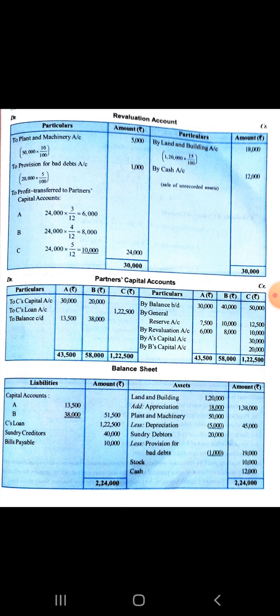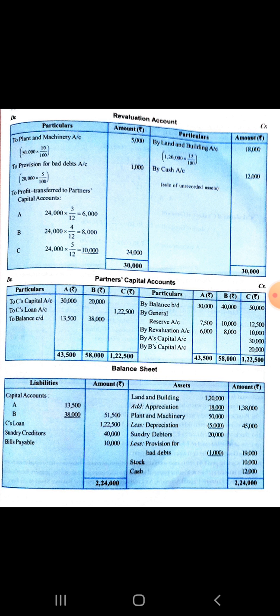Next, partners' capital account. Partners' capital account credit side, first item, balance brought down, that is the opening balance of capitals. Capitals are 30,000, 40,000, 50,000. Next, general reserve, that is the reserve transferred from balance sheet. 30,000 is the amount of reserve given in the question, which is distributed among the partners in their old ratio. A's share 7,500, B's share 10,000, C's share 12,500.